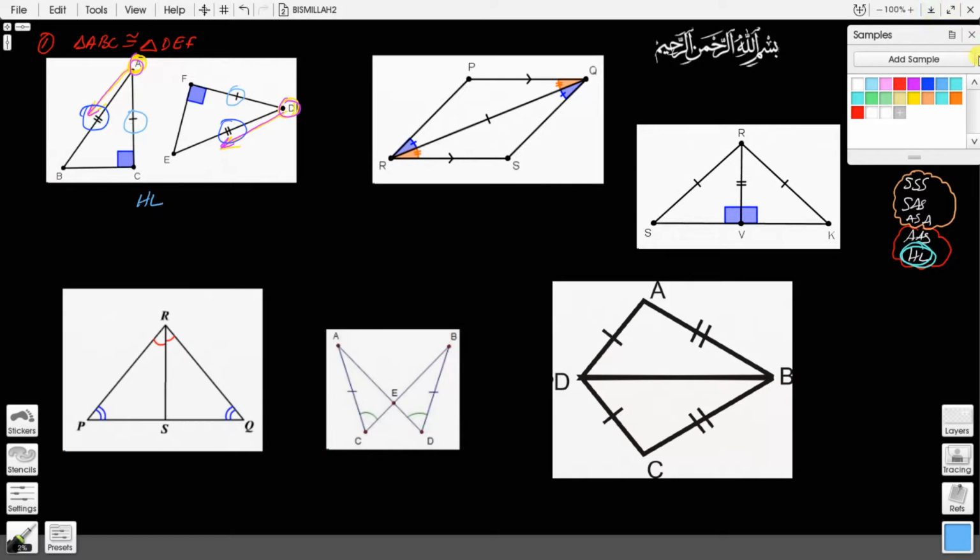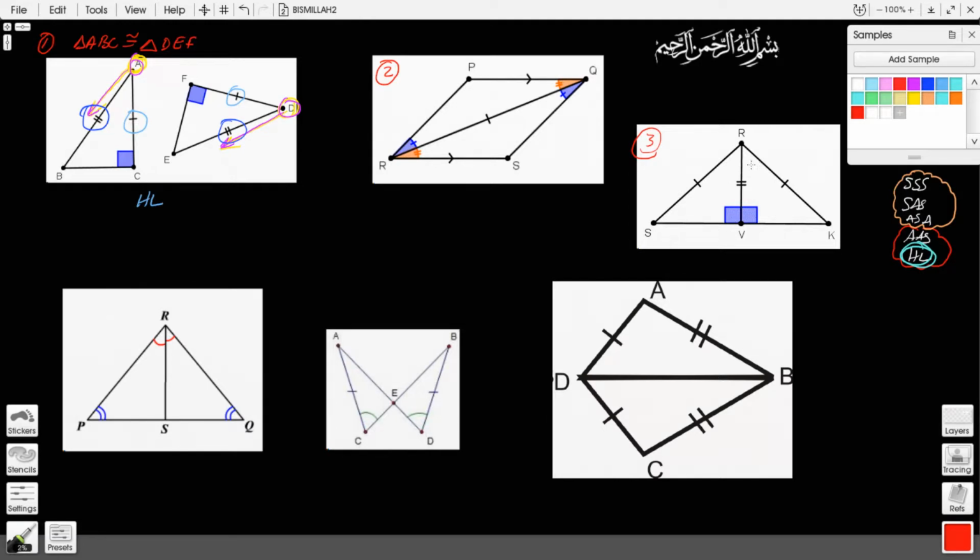Now, I just wanted to caution you that you don't always have to use hypotenuse leg to prove right triangles congruent. There are times when you will use other methods of proving right triangles congruent other than hypotenuse leg. So, we have another right triangle question over here. Let's call this question number 3. We can do this one next and see.